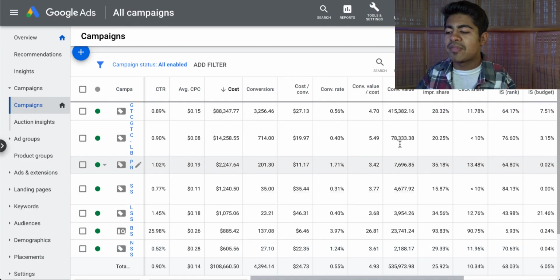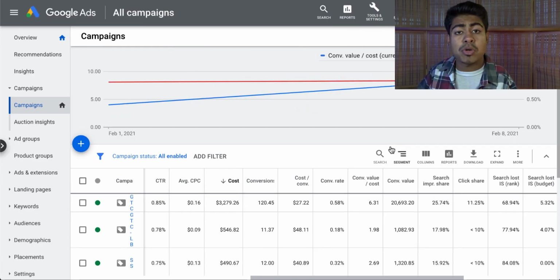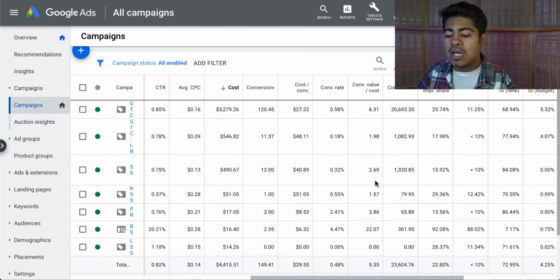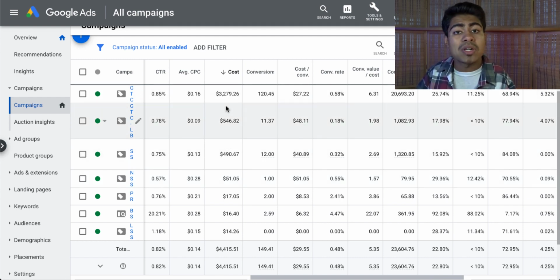But overall, I've noticed that they do take a big dip when it comes to getting the actual results. And I'm going to be showing you guys some examples right over here. So looking at the bottom campaigns, these are all standalone campaigns right now. The ones at the top are all either smart shopping or standard shopping.